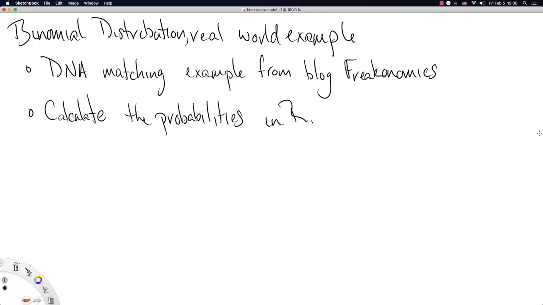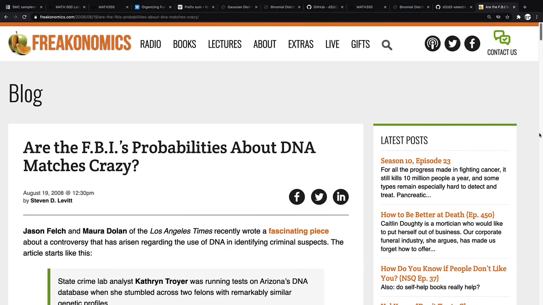So we're going to follow along with a DNA matching example from the blog Freakonomics. I've pulled up the web page here so that you can either copy the URL down or you can at least just Google Freakonomics and the title of this post and find it fairly quickly.